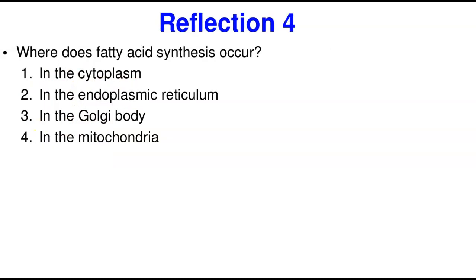The last, but not the least, of this lecture, we'll finish it with our reflection 4. It says, where does fatty acid synthesis take place? Of course, remember, the catabolism or breakdown of fatty acid takes place in the mitochondria, but the synthesis takes place in what? In the cytoplasm. It does not take place here. It takes place in the cytoplasm.